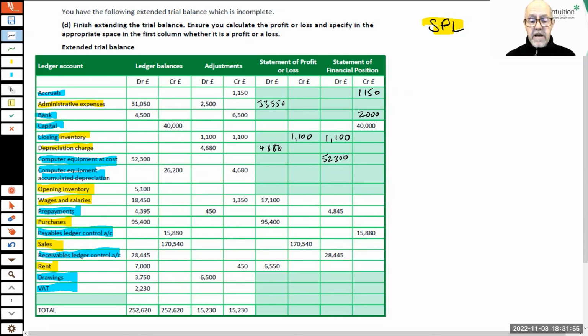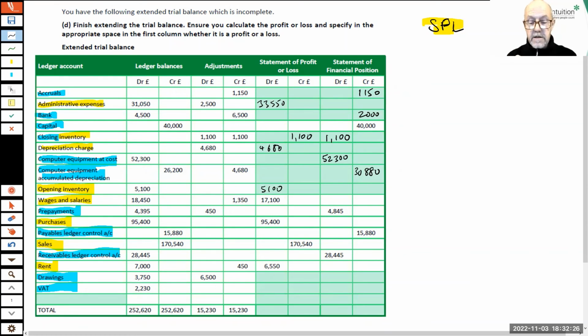Accumulated depreciation. Now here we've got an adjustment. Not doing that one in my head. Too late for that. 30,880. Opening inventory, we've said, is used up as statement of profit and loss.